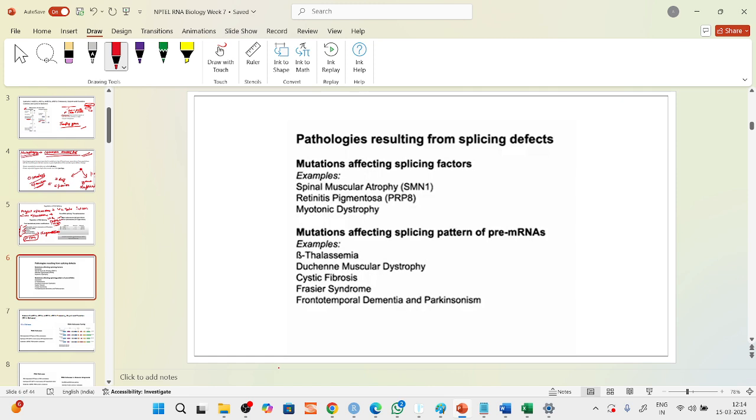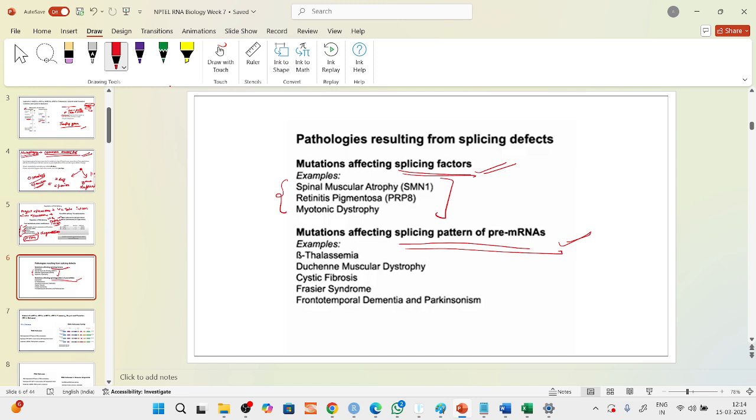So there are two things. Mutation can happen that can affect your splicing factors, or mutation can happen that can affect the splicing pattern of the pre-mRNAs. Anything can happen. Either the splicing factors are affected or the splicing pattern of the pre-mRNAs is affected. So if there is any effect on the splicing factors, these are the conditions that can happen: spinal muscular atrophy, retinitis pigmentosa, and myotonic dystrophy. So these are the diseased conditions that can happen if there is any effect in the splicing factors.